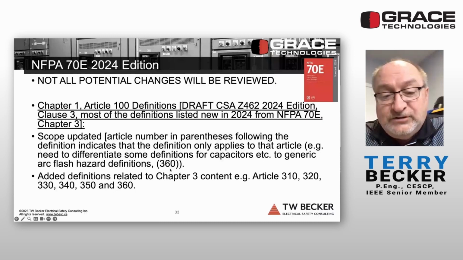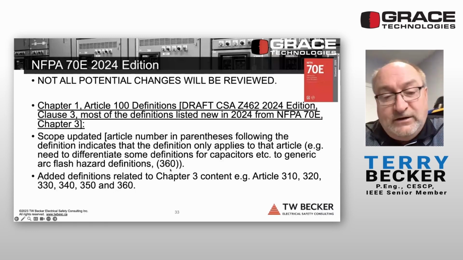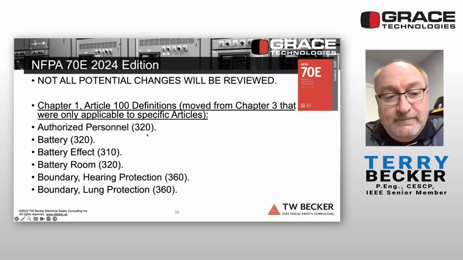All right, so definitions from Chapter 3, Articles 310, 320, 330, 340, 350, and 360 have been extracted and moved forward, and that involves, I think, well over 40 definitions. And you can see the syntax where I've included the article in the brackets. So again, I think it's at least 40 definitions moved.